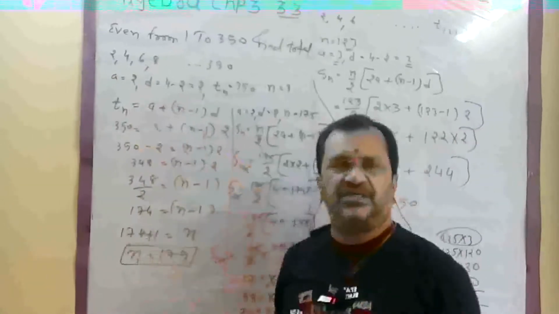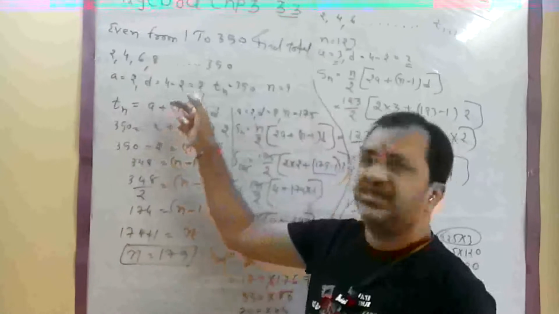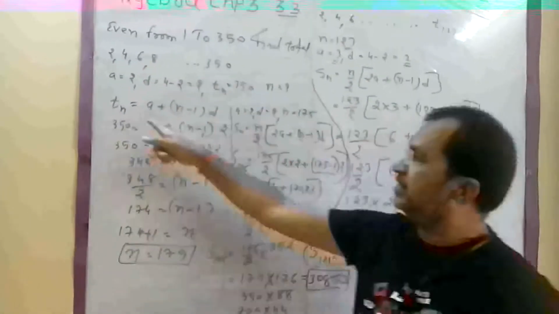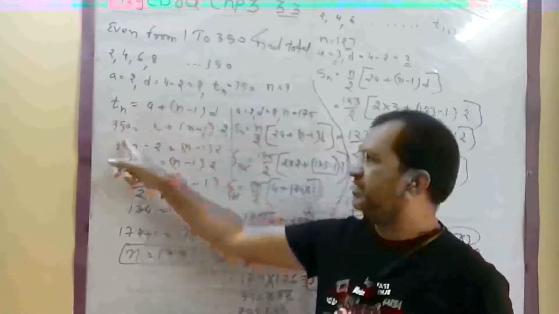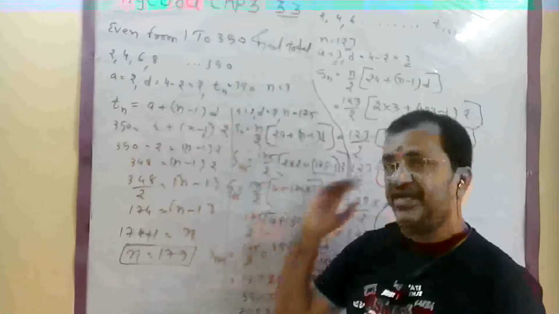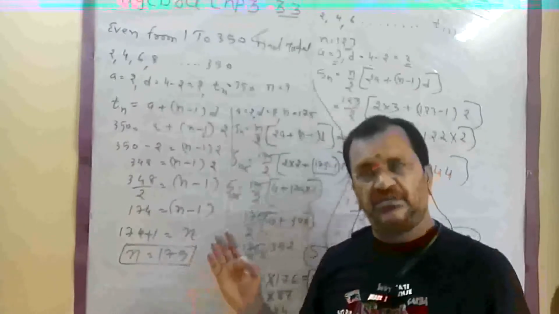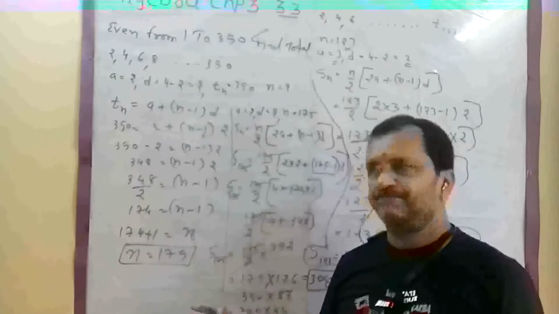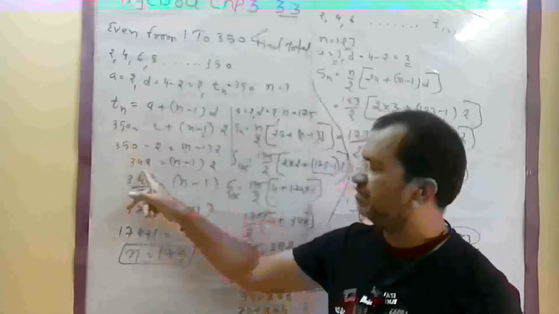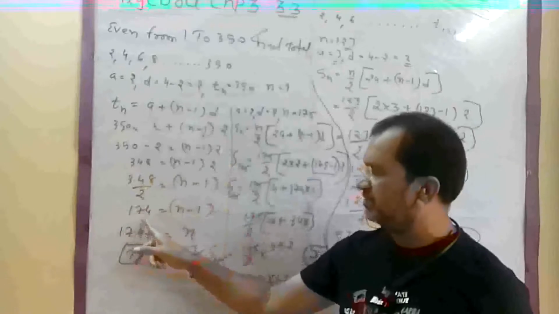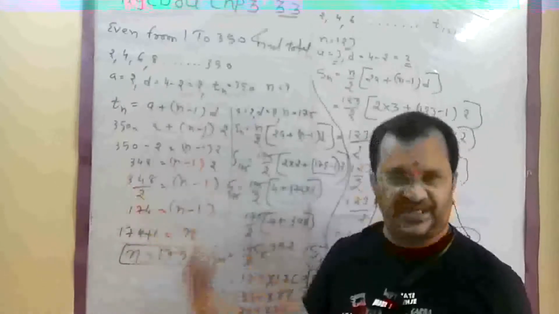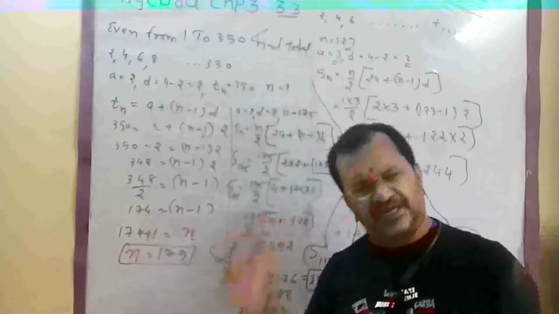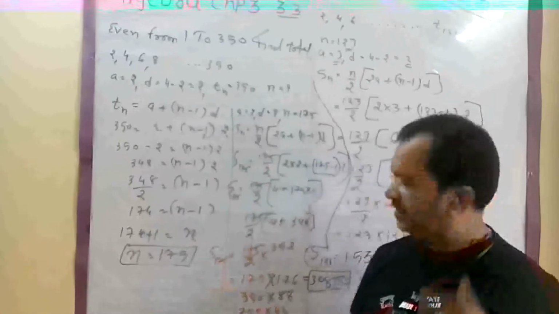First number is always A, second minus first is always D, and last number is always Tn. So Tn is equal to a plus n minus 1 D. Tn is given, A is given, n is not given, D is given. When n is not given, don't open the bracket. This is the 3rd, 4th, 5th time I am telling the same question, same answer. Always separate A, then always divide by D, then always add 1. 1, 2, 3 steps. This calculation is only for when you have to find n.